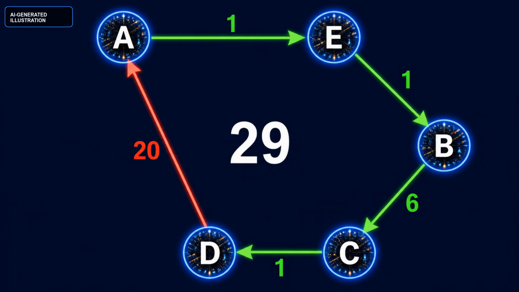From B, the cheapest remaining move is C at cost 6. From C, D costs 1. Now every city has been visited. The algorithm has no choice left. It must close the loop from D back to A, and that edge costs 20. Add the edges: 1 plus 1 plus 6 plus 1 plus 20. The result is 29. The algorithm did not make an illegal move. It simply postponed the round-trip obligation until there was nothing left to choose.